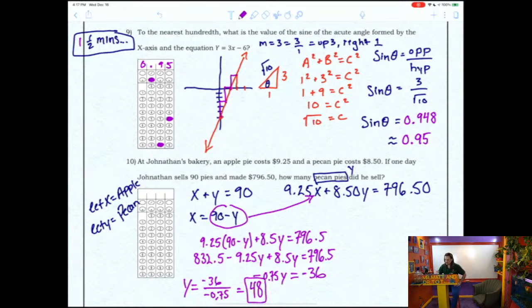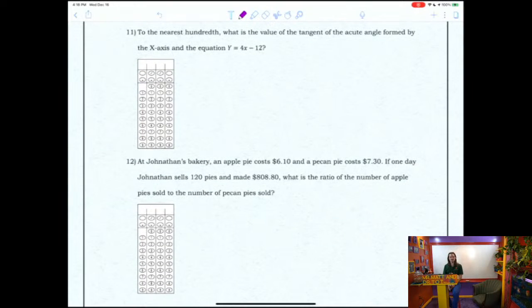So the answer to number 9 was 0.95. And the answer to number 10 is 48. Let me clean this up so it's a little bit neater. If you have any questions, then please let me know. Otherwise, let's take a look at the last pair of problems for today.